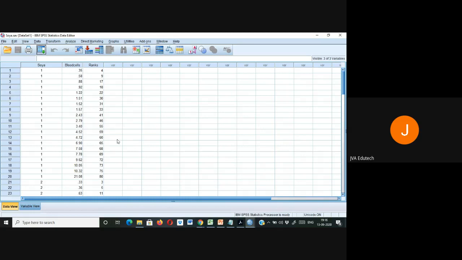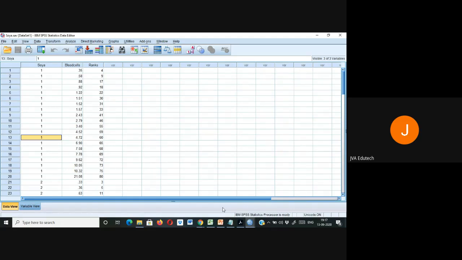So to begin with, we have ordered the scores from lowest to highest, ignoring the group to which each belongs. Irrespective of the groups, we have just taken their blood cell counts and ordered them from lowest to highest. So the minimum blood cell count is given the rank of 1, then the next higher is given the rank of 2. Like that we have these ranks, and basically we work on these ranks only.